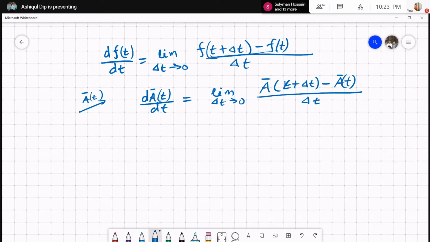This subtraction between these two vectors is easily understood when everything is happening at a single point. Then it's not a problem, because at that point we have a vector space, and that vector space possesses both of those elements, A at t plus delta t and A at t. So we can subtract them easily. But it will become a problem when we subtract two vectors that are not at the same point. That means they belong to two different vector spaces. That's going to be a problem.